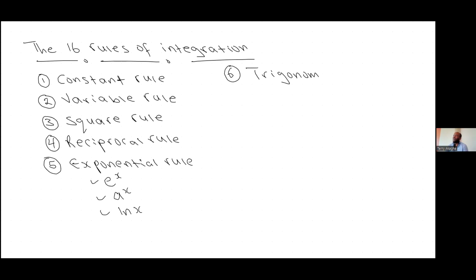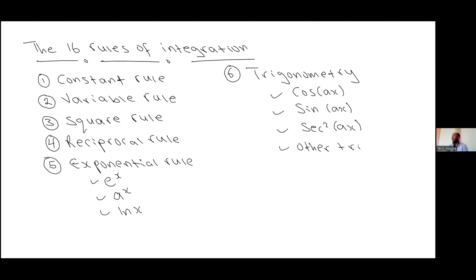Okay, so how do you integrate trigonometry? All right. I'm going to talk about how to integrate cosine. Okay. I'm going to talk about how to integrate sine. I'm going to talk about how to integrate sec squared. Okay. And also, I'm going to talk about other trig derivatives, so other trigonometry derivatives. All right.